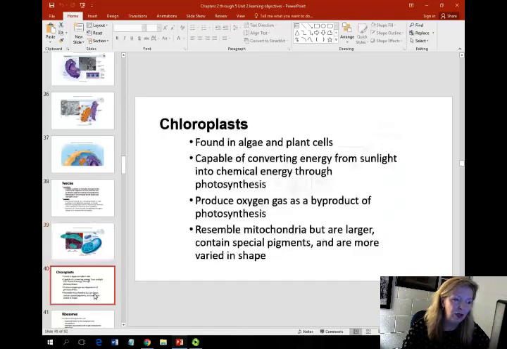Then there are also specialized organelles in some eukaryotic cells, especially plants and algae, called chloroplasts. Chloroplasts are where these specialized cells are able to make their own food. Chloroplasts are these amazing organelles where photosynthesis is occurring. Photo, light, synthesis, to make. Photosynthesis is using light to make food.